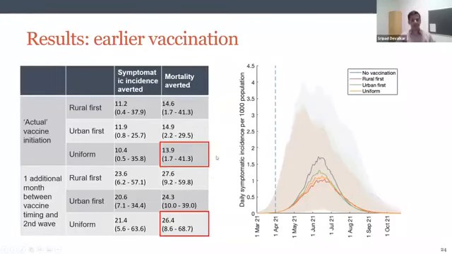However, what is interesting to note is that an earlier vaccination would certainly have had a significant impact in terms of reducing mortality. So you would have had 20% fewer deaths compared to no vaccination, as opposed to only about 14%, given how the vaccination actually went ahead.